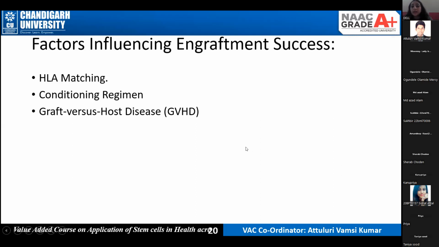Graft versus host disease mainly occurs within the 100 days of the engraftment. In case of graft versus host disease, it is mainly the skin that is affected. So, if we are taking measures to prevent GVHD, we have to give immunosuppressive drugs at the time of engraftment.